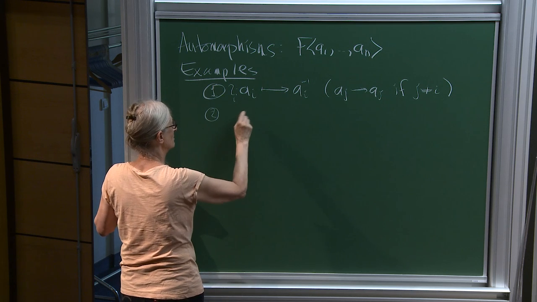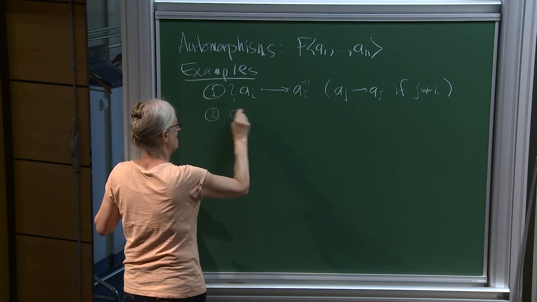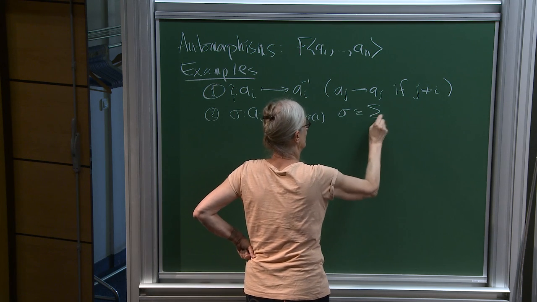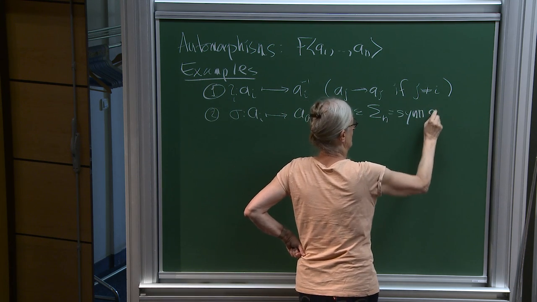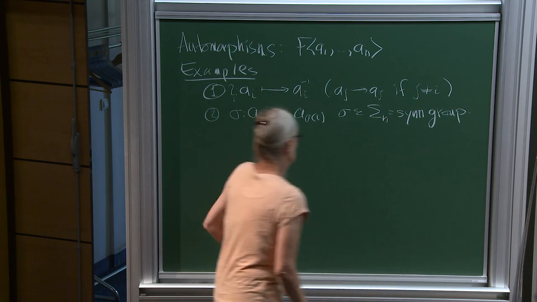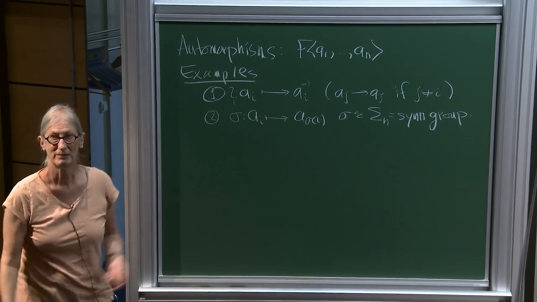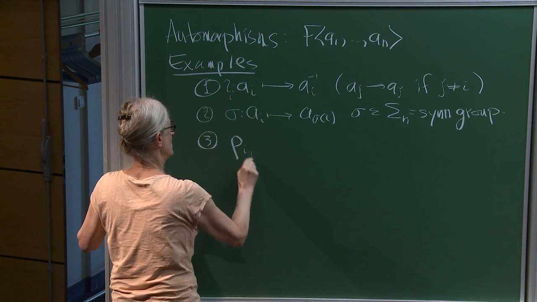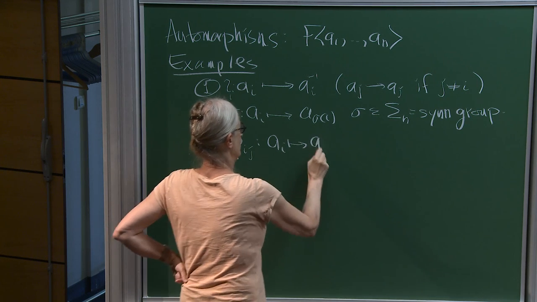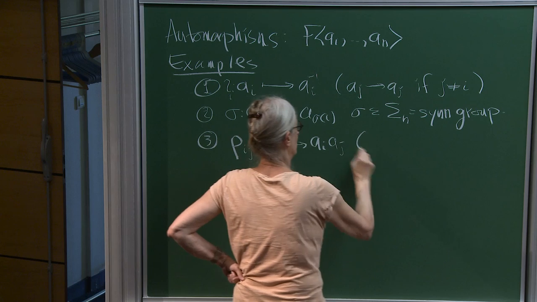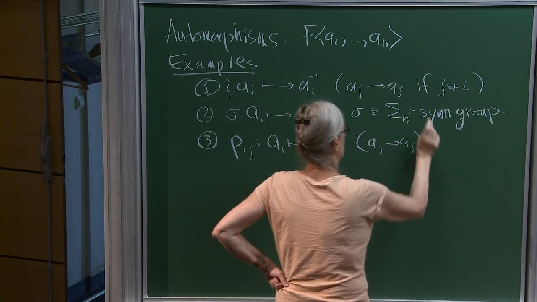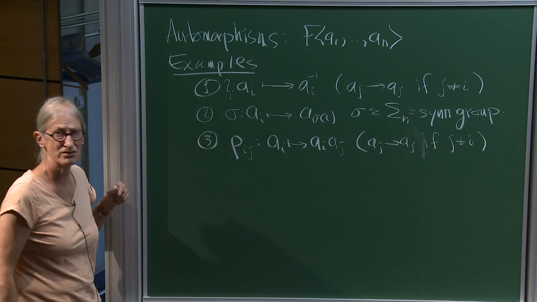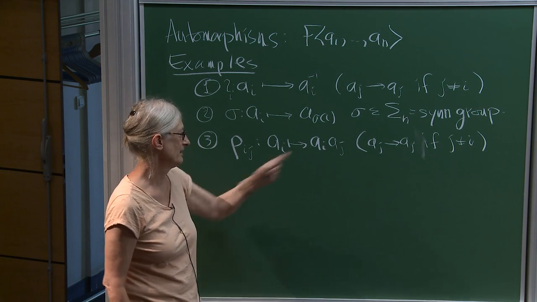Here's another one. If I have a permutation, I can permute the generators. That too is clearly an automorphism. Just undo it by taking the inverse permutation. Here's another one. It's called rho ij. I can take the ith generator and multiply it on the right by the jth generator, and AJ goes to AJ if J isn't equal to I. And then its inverse: I multiplied AI by AJ, I can multiply AI by AJ inverse.